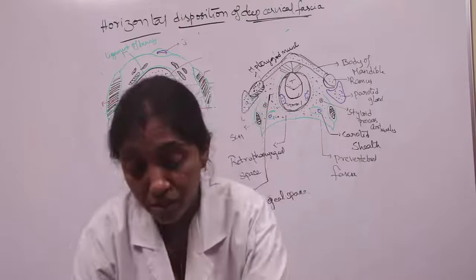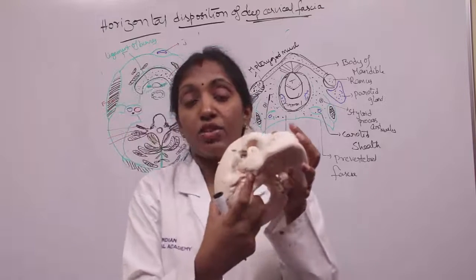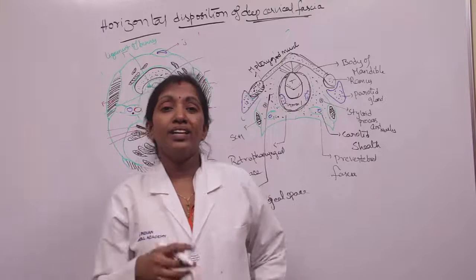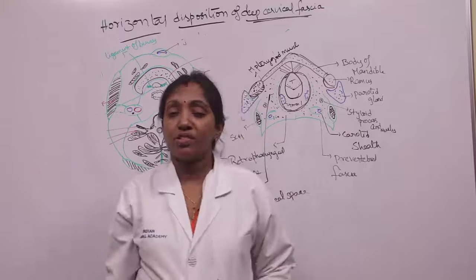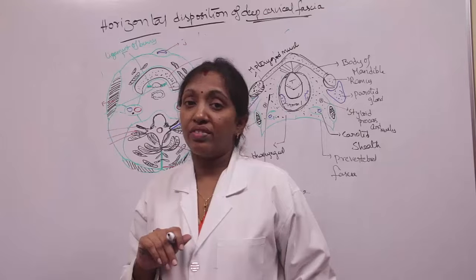Here is the styloid process. It is attached to the styloid process, where it is thickened to form a ligament called the stylomandibular ligament, which extends from the tip of the styloid process to the mandible. So that's about the vertical tracings of the deep cervical fascia.